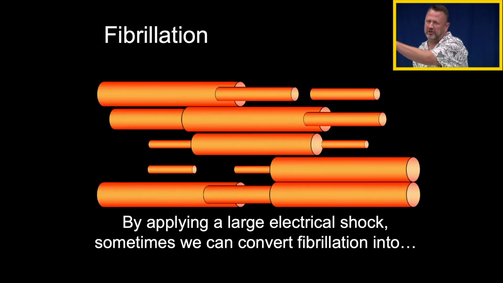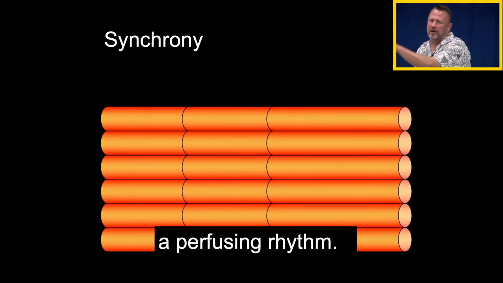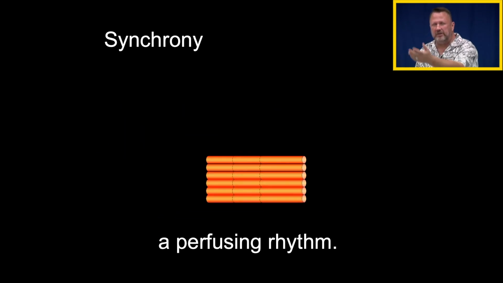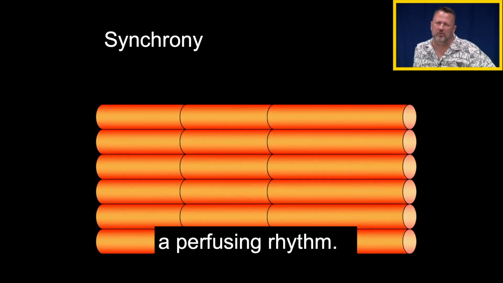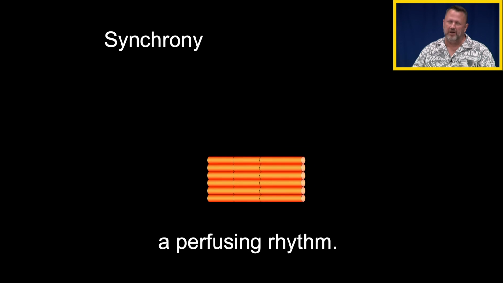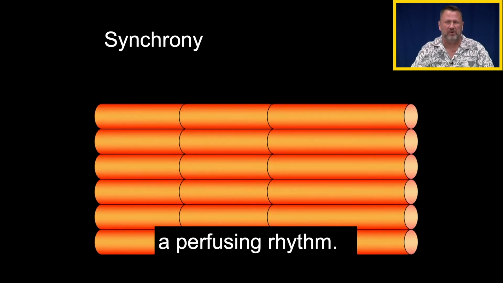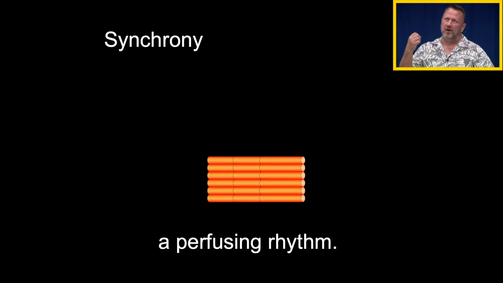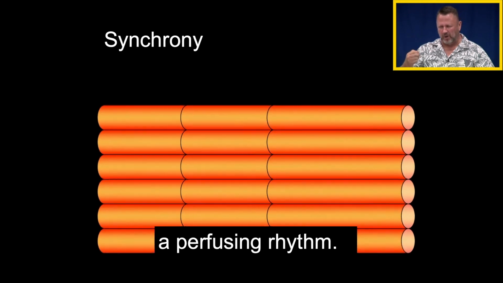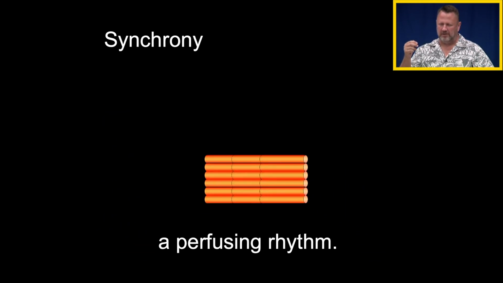We see fibrillation, we give them an electrical shock, and hopefully after the electrical shock, we have a synchronizing rhythm. Now you're going to want to check the blood pressure, make sure that rhythm is perfusing. Every pulse has a pressure, and so that's the important thing to know.